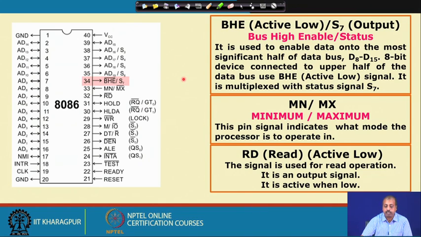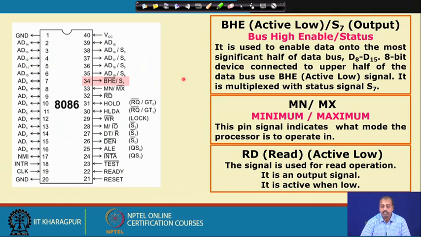As I have said, the data bus is 16-bit, so it may come from 2 8-bit locations. Like if I have 2 memory banks, then the lower memory bank may be activated by one signal, and the higher memory bank is activated by this BHE signal. So, the BHE signal should be low for activating the higher part of the data bus. Then there is this MN/MX bar pin. This pin indicates what mode the processor will operate in.